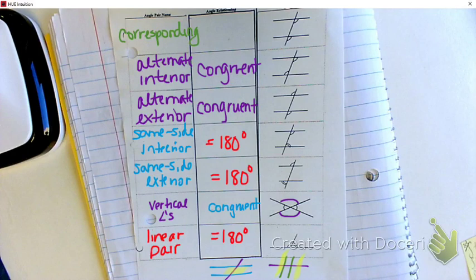So if you look at that picture, there's one that's underneath the parallel lines. And then if you look inside, there's one that's inside the parallel lines. So one is outside and one is inside, but they are on the same side. They just don't have same side in the name. Okay? Do they look like they're the same or do they look like they're different? They look like they're the same, so they are congruent.